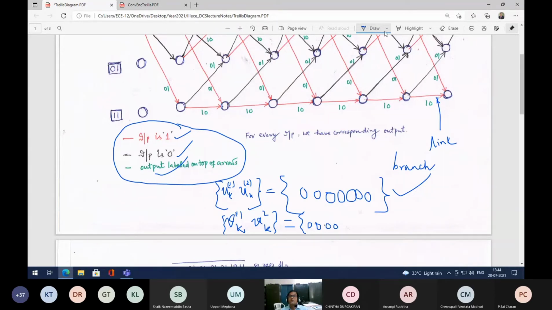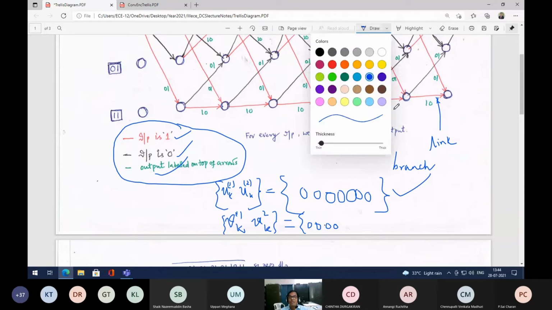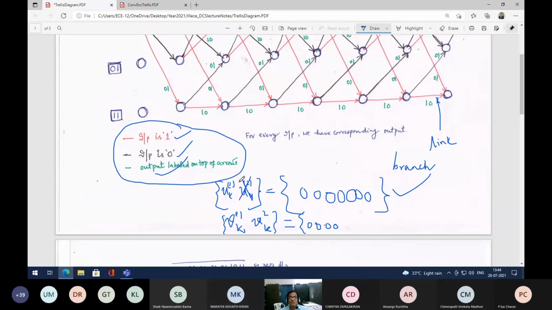Sir, input is only one bit, no, sir. Oh, sorry. Yeah, you're right. It's not a UK1 and UK2. You're right. Thank you. So your UK is only one bit. For the corresponding bit, you are getting 2 outputs.